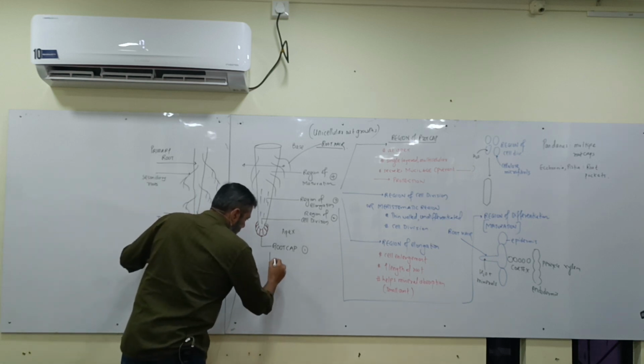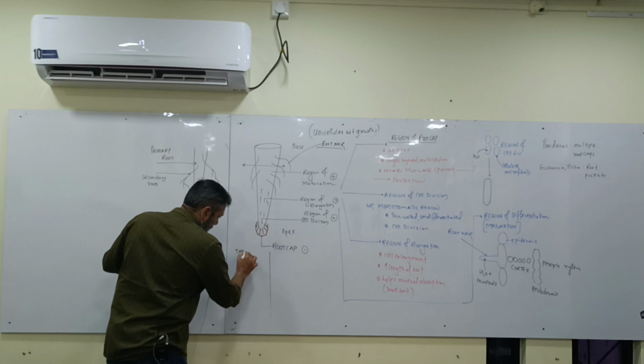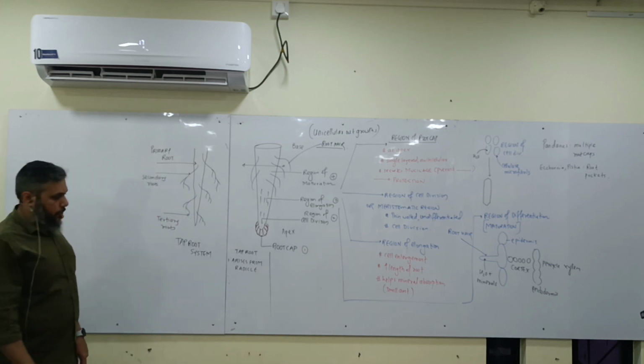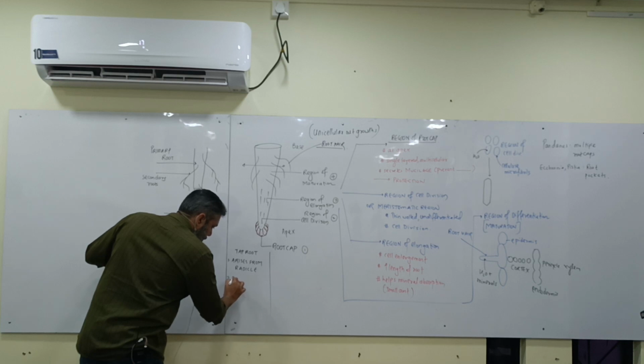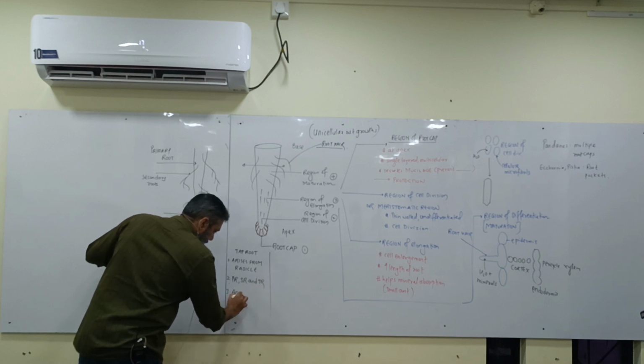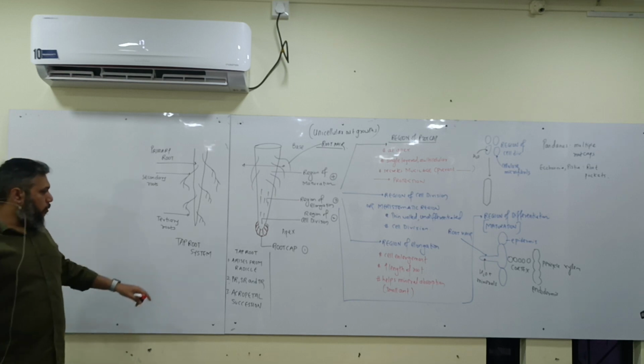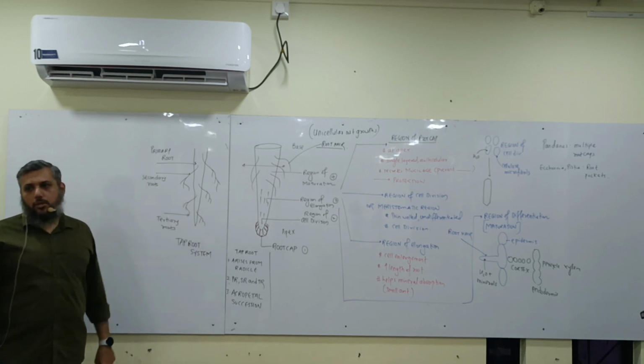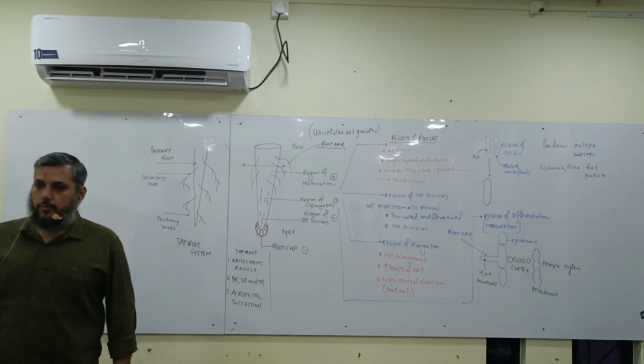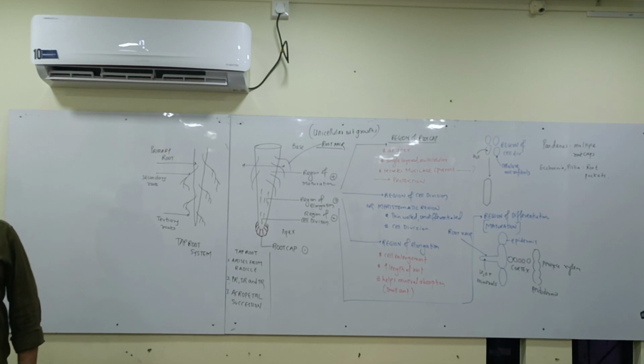So what are the characteristic features of a tap root? Number one, it arises from the radical directly. Yes or no? Yes. Second, it shows the presence of primary root, secondary root and tertiary roots. And the third is, it shows the presence of an acropetal succession. And what do you mean by acropetal succession? Younger roots are towards the apex and older roots are towards the base. That is called acropetal succession. Clear, everybody?